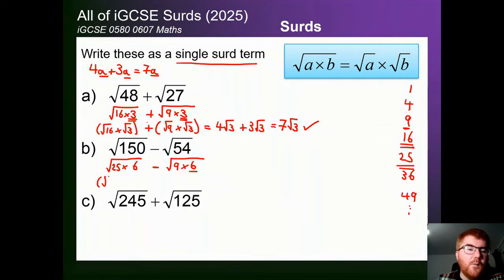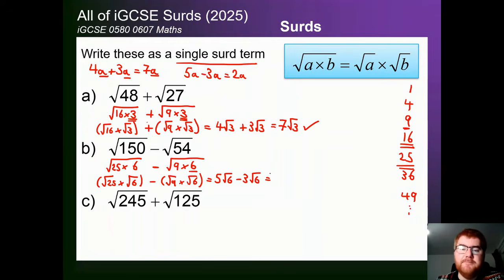Once we've done that, we can do some nice simplifying, like so. Again, we'll make sure we're going to minus later on. That gives us then root 25 is equal to 5 root 6. Root 9 is 3 minus 3 root 6. Again, we think of it now like 5a minus 3a, which is equal to 2a. So that gives us then 2 root 6 as our final answer there.